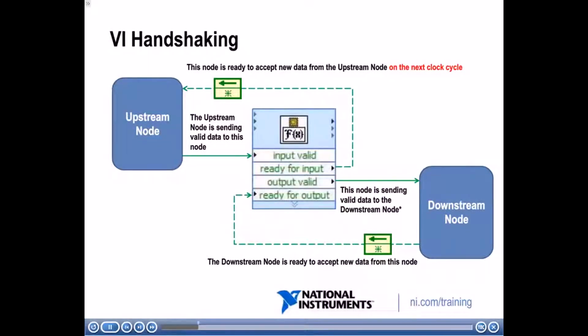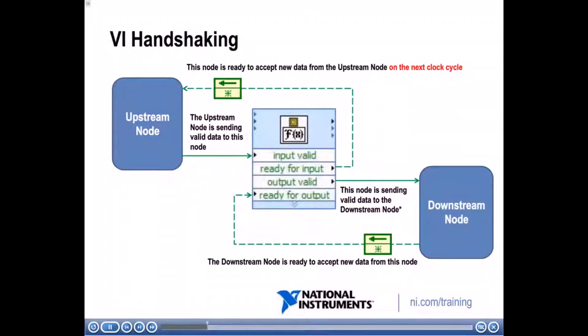So to ensure the numerical accuracy of an algorithm, these nodes that depend on the data must know whether the data is invalid or valid. So here we've got a handshaking protocol that you can use with certain nodes inside a single cycle time loop. This protocol involves the terminals that you see on this slide.